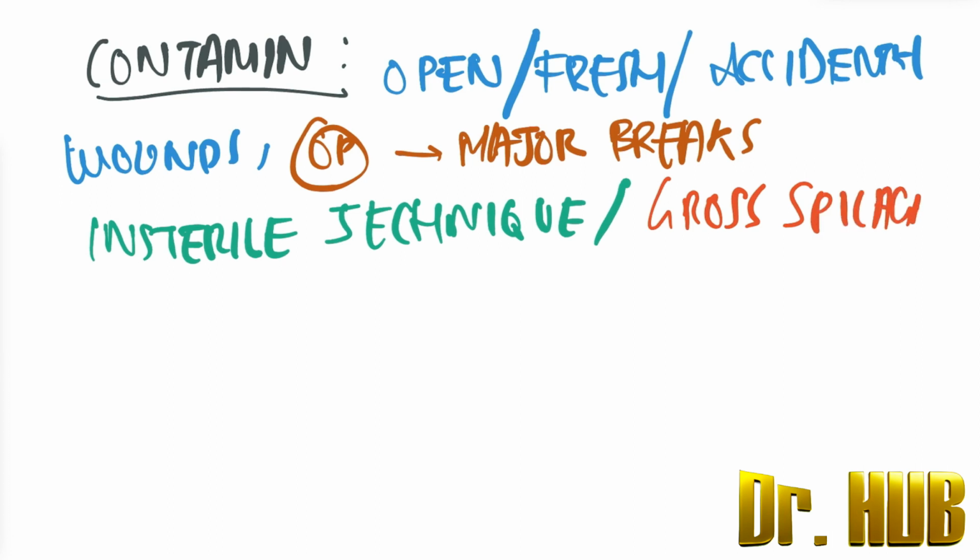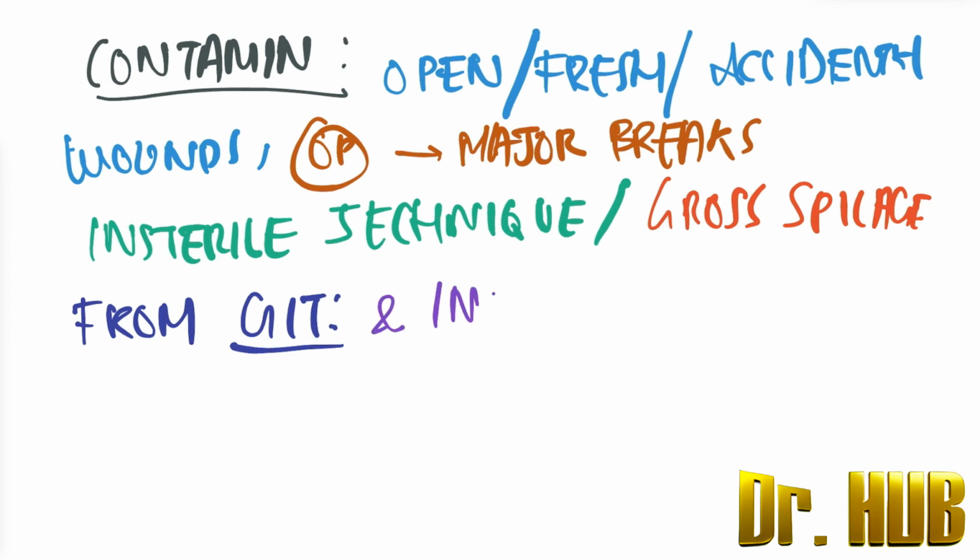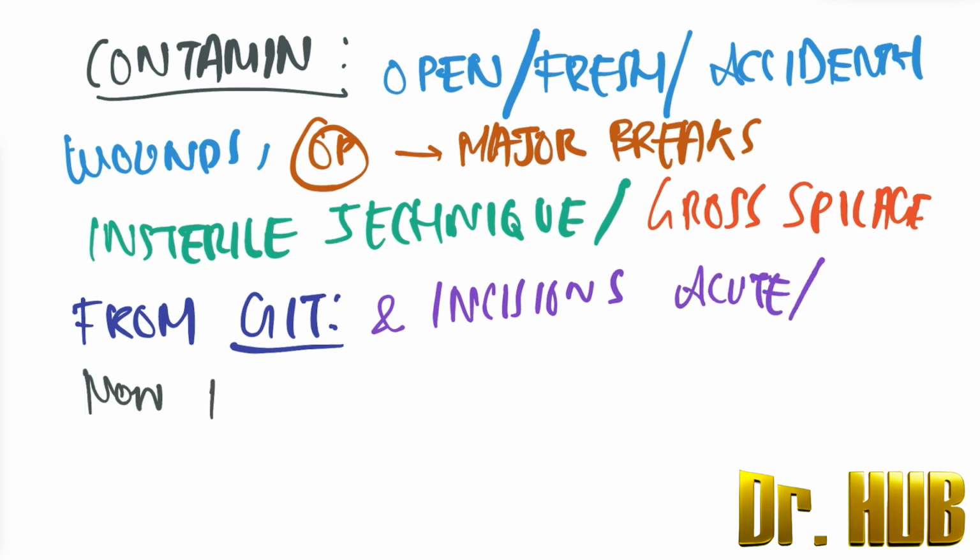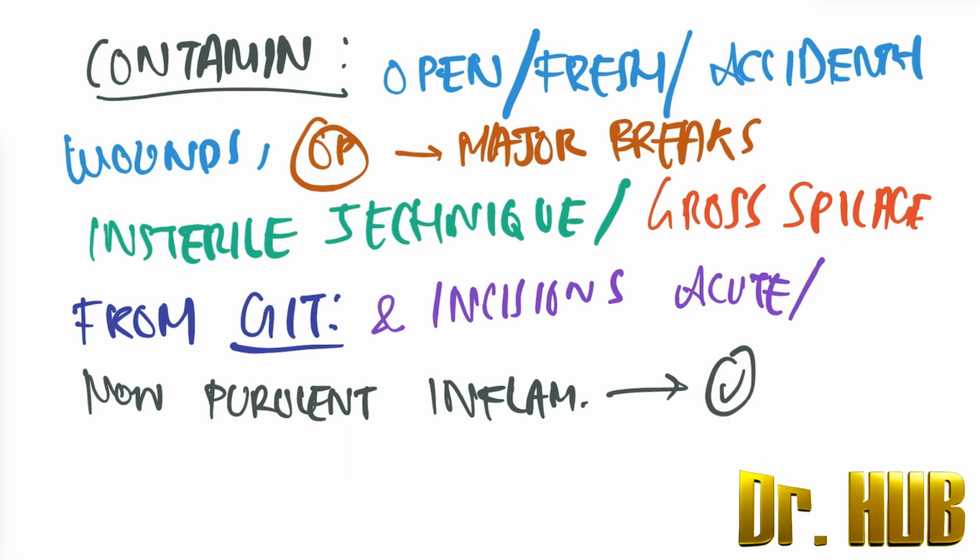Also, gross spillage is seen from the GIT, that is the gastrointestinal tract, and incisions in which acute non-purulent inflammation is encountered.